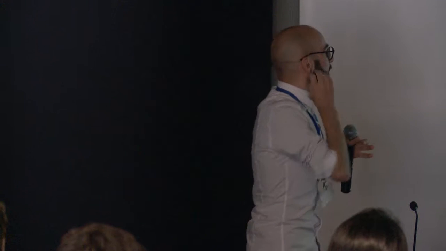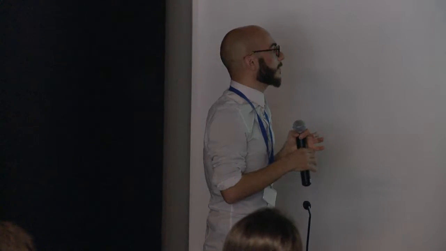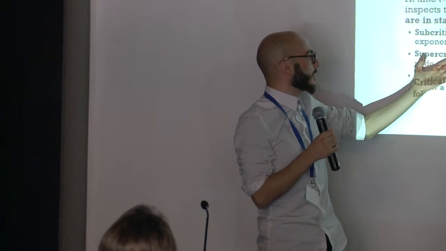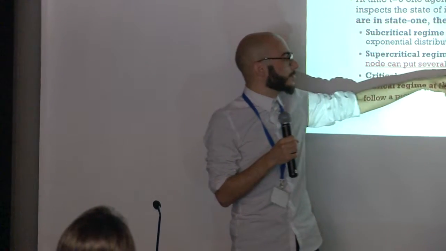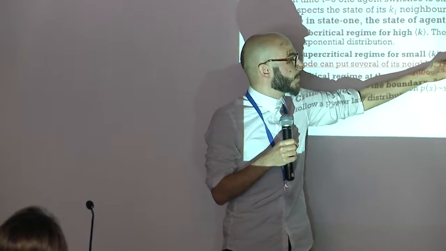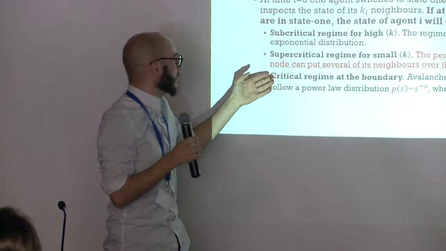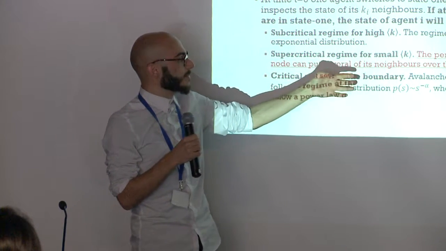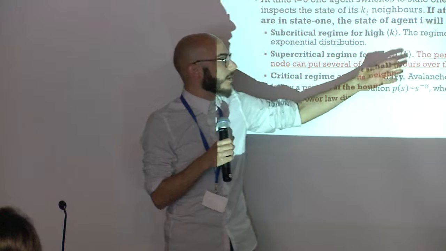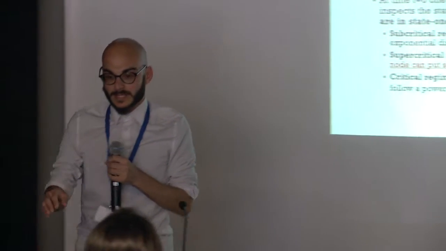I think this critical threshold is very important in order to evaluate the topology a network is using. The supercritical regime occurs for a small average degree of the nodes. In the perturbation-induced breakdown, a single node can put several of its neighbors over the threshold, triggering a global cascade. That is what I said before.